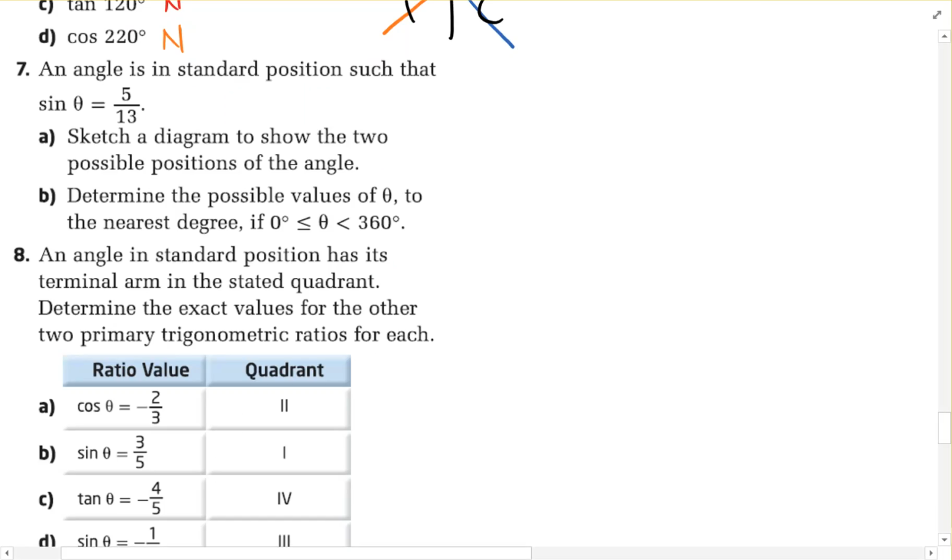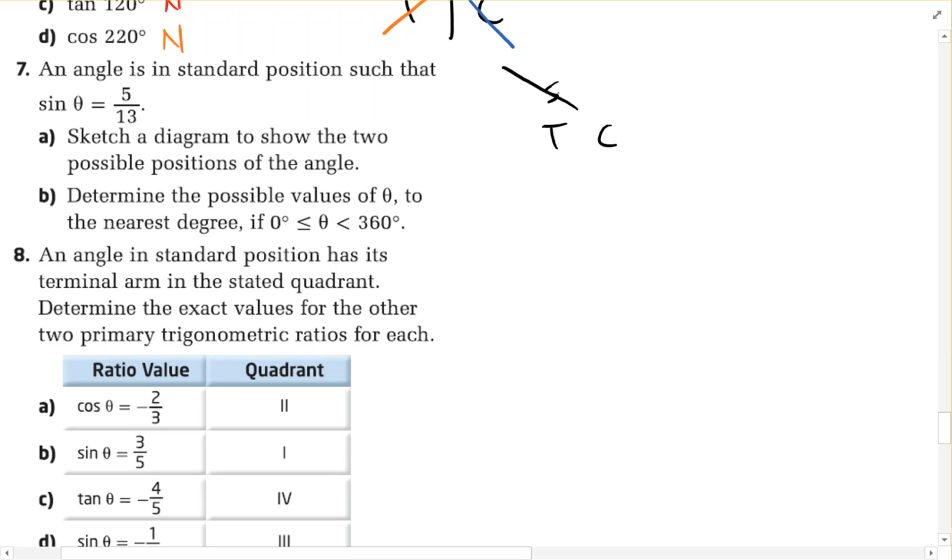Okay, 7 says an angle in standard position such that sine theta is equal to 5 over 13. Sketch a diagram to show the two possible positions of the angle. Why would there be two? Well, it's that whole CAST rule thing again. First, I sketch out the CAST rule and look at the sign out front. Is it positive or negative? It's positive, so there are two places that sine can be positive. It's going to be there, and it's going to be there. Those are the two possibilities I'm dealing with.